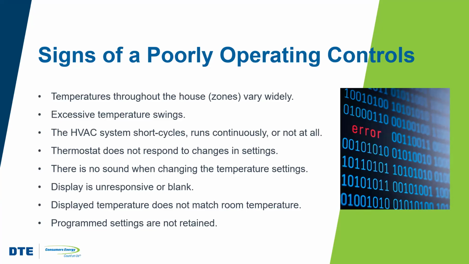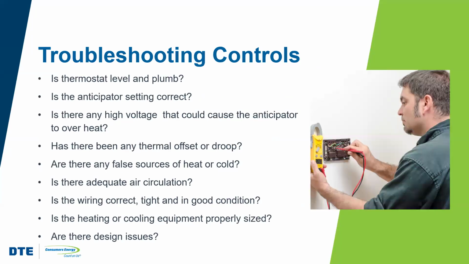The display temperature is not matching the room temperature, or the thermostat says the space is 70 degrees but it's really cold in here, or really hot in here, or the display is unresponsive. These are indications that there's something wrong and we need to go back, take a look at some things, and do some troubleshooting. When we're doing troubleshooting, we want to make sure that we don't just go straight to the equipment and start working on it.